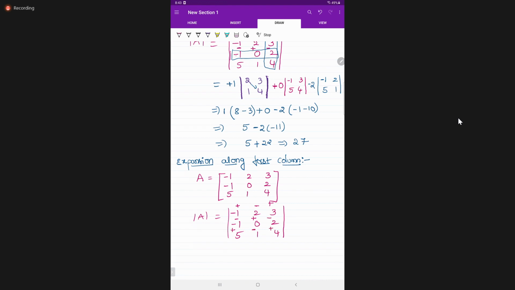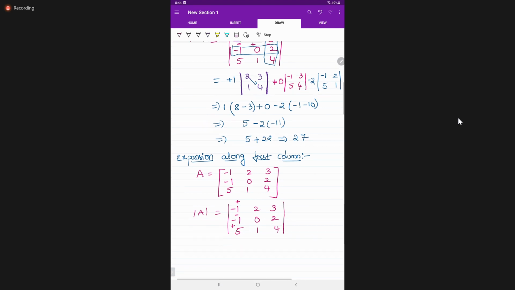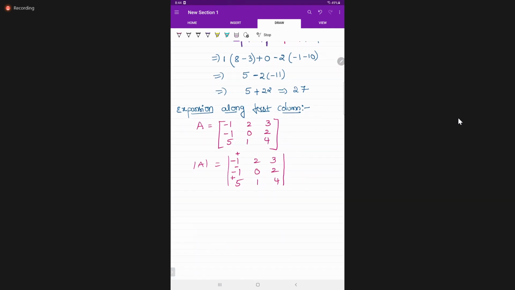So here, expansion along the first column. Tell me the signs in the first column: plus, minus, plus. Okay. Now expand this one. Sorry, plus 1. Plus into minus, minus 1.